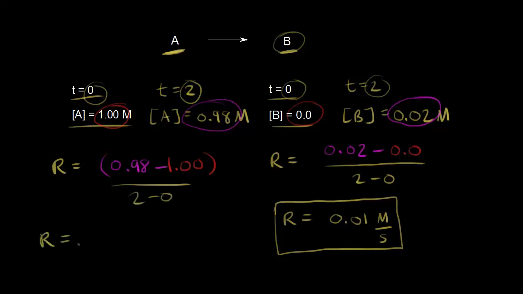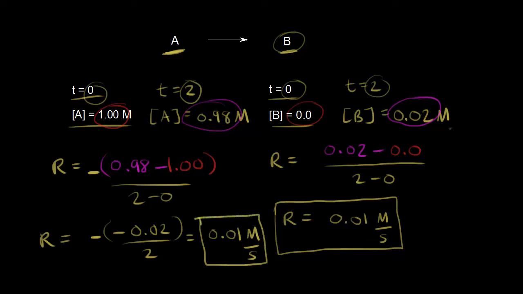Now this would give us a negative 0.02 over 2. And that would give us a negative rate of reaction. But in chemistry, the rate of reaction is defined as a positive quantity. So we need to put a negative sign in here because a negative sign gives us a positive value for the rate. So now we get 0.02 divided by 2, which of course is 0.01 molar per second. So we get a positive value for the rate of reaction.